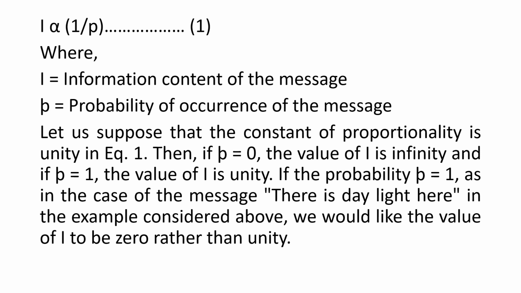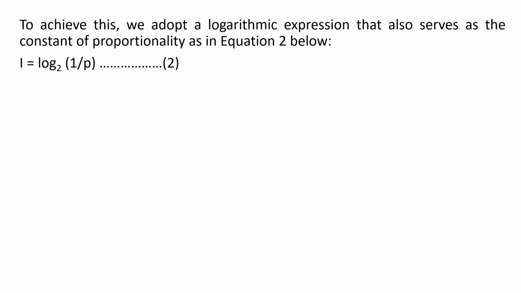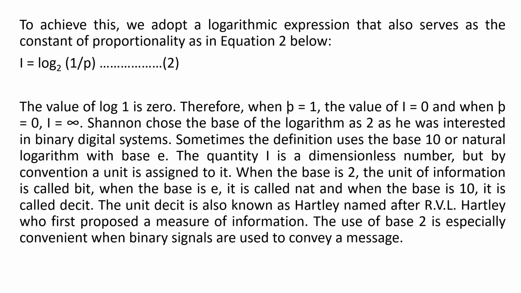Now, if the probability p equals 1, as in the case of the message in the example considered above, you would like the value of I to be 0 rather than unity. To achieve this, since we have arrived at a fallacy here, we adopt a logarithmic expression that also serves as the constant of proportionality, as in equation 2 below, that is I is equal to log base 2 of 1 by p. So equation 1 was I proportional to 1 by p. If written as an equality, I equals k by p, where k is the constant of proportionality, but instead of that it is written as I equals log base 2 of 1 by p.